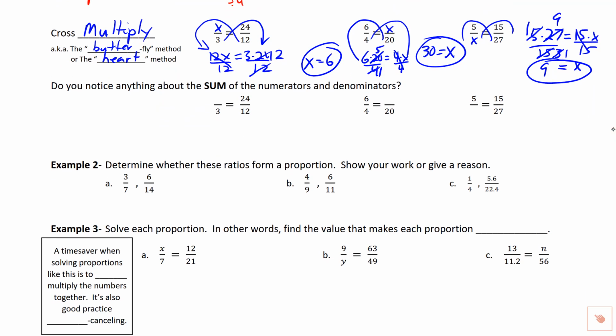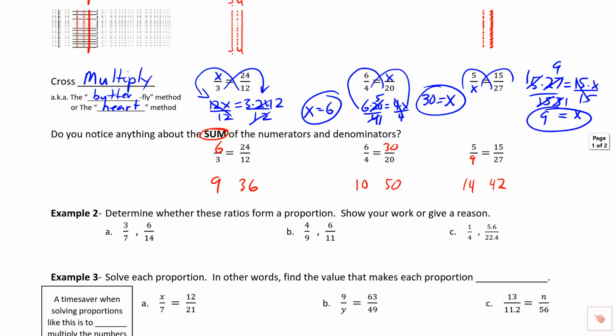I do want you to notice one more thing, and that is the sum of the numerator and the denominator. So remember, this is a 6, this is a 30, and this is a 9. So if we add these up, we end up with a 9. If I add those up, I end up with a 36. If we add these up, we end up with a 10. If we add these up, we end up with a 50. And if we do the same on the last one, we add these up, we end up with a 14, and add these guys up, we end up with a 42.